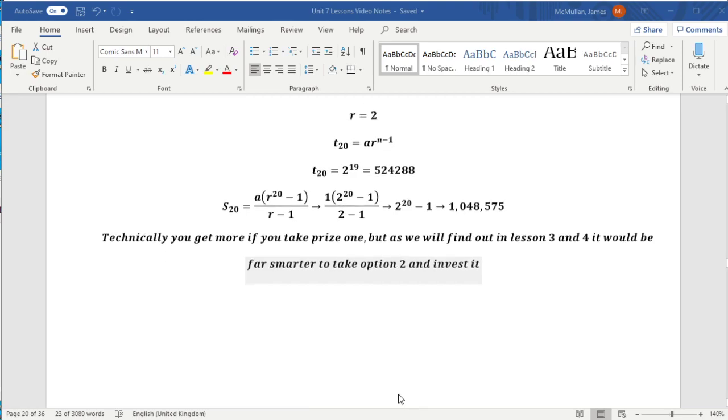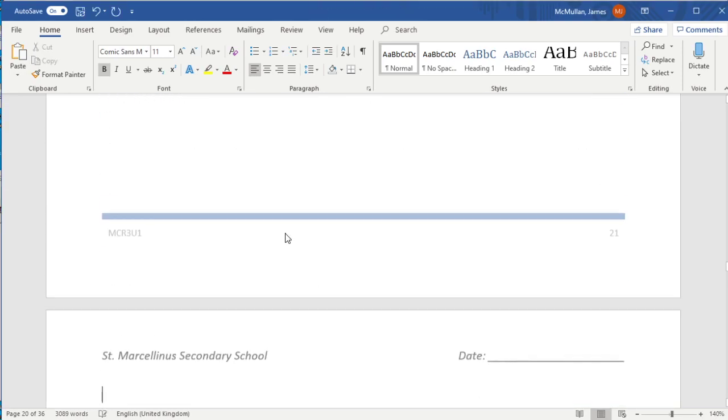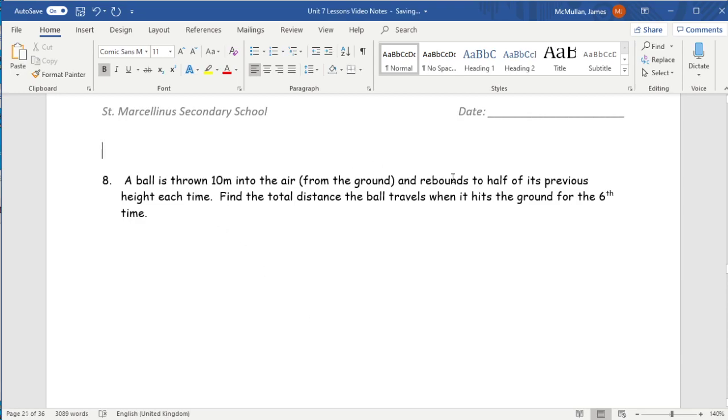Okay, now the last one here is this interesting one. A ball is thrown into the air, and it rebounds to half of its previous height. Find the total distance the ball travels when it hits the ground for the 6th time. Now, this is a bit tricky.